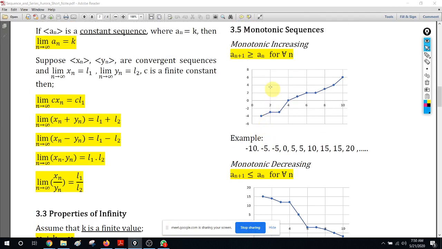So monotonic increasing means the terms keep on increasing, right? Increasing or the same. You can see increase, same, increase, increase, increase, same, increase, increase.